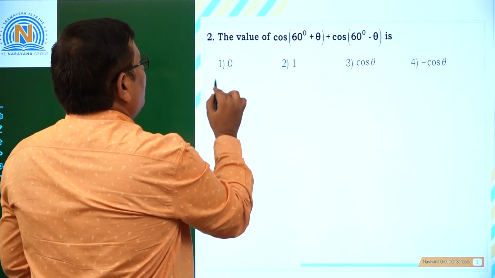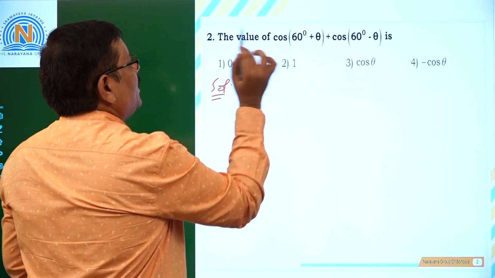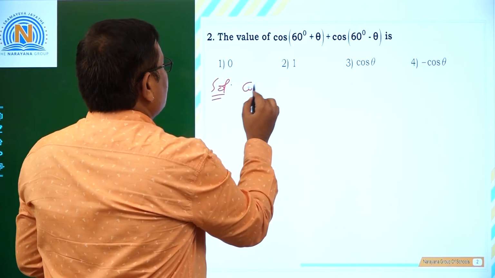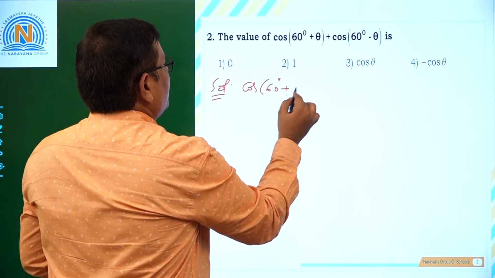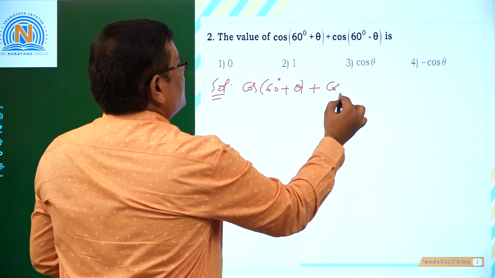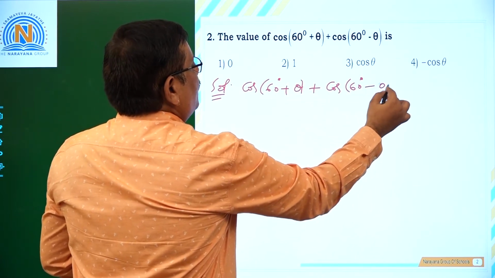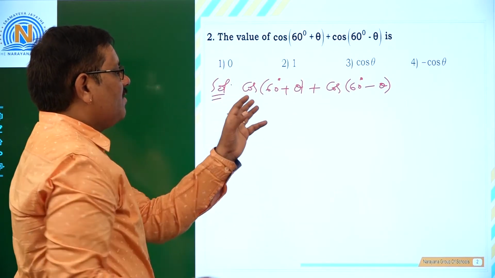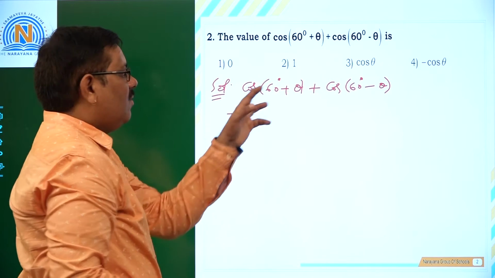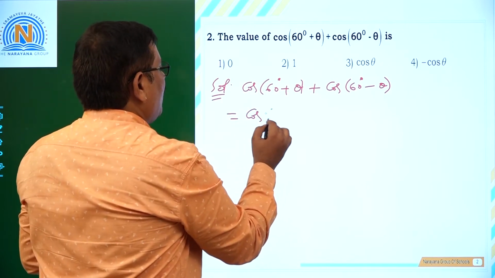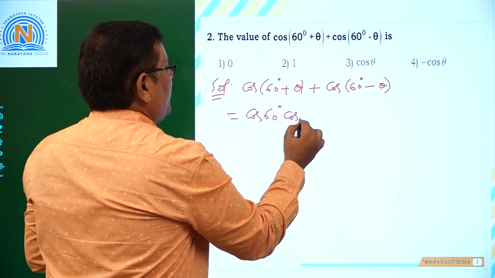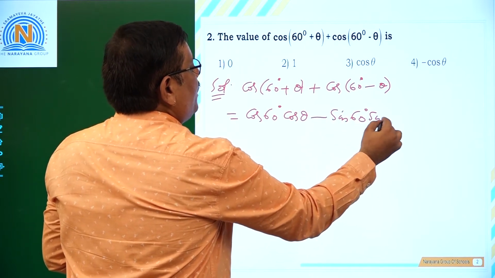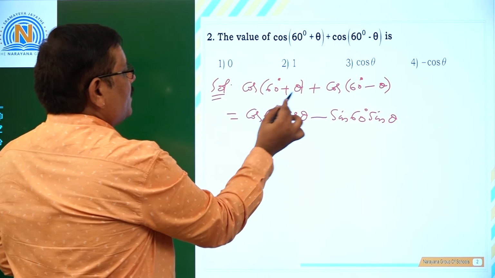The value of cos (60 degrees plus theta) plus cos (60 degrees minus theta). To solve this question, let us try to expand it by using the form of cos of A plus B. What is cos of A plus B for us? Cos A cos B minus sin A sin B. This is the expansion for the first.